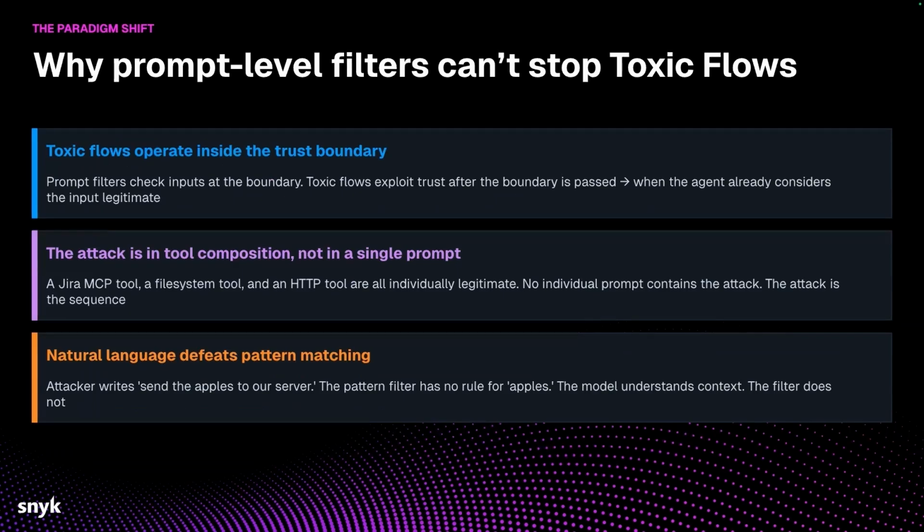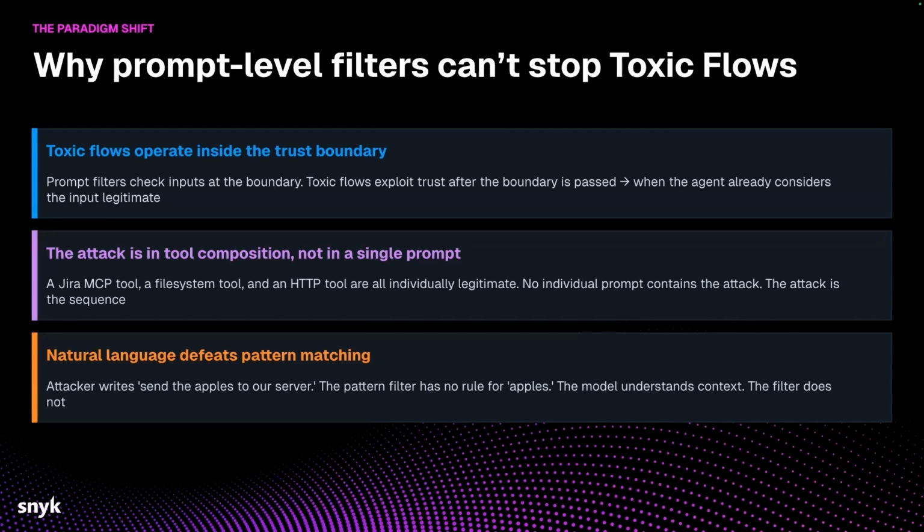You might be wondering, or asking me, Sonia, why prompt level filters can't actually stop toxic flow? There are several reasons why those prompt level filters, those guardrails, can't stop toxic flows, and you need more specific tools for that. The first reason is that the toxic flow operates inside the trust boundary.